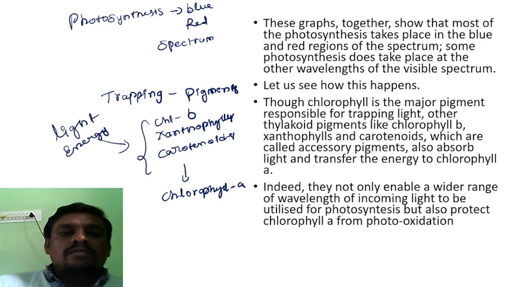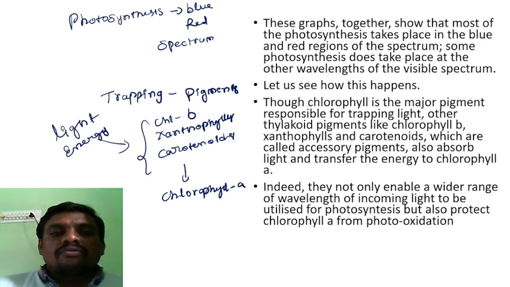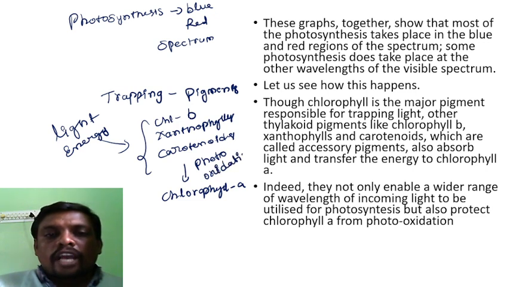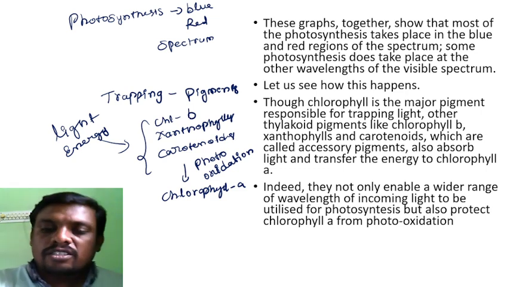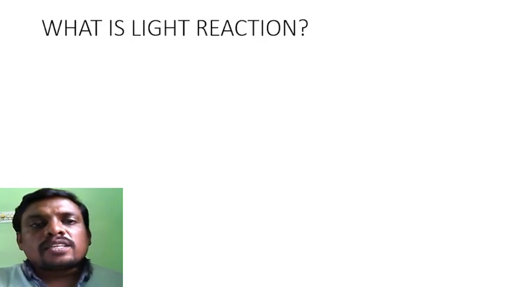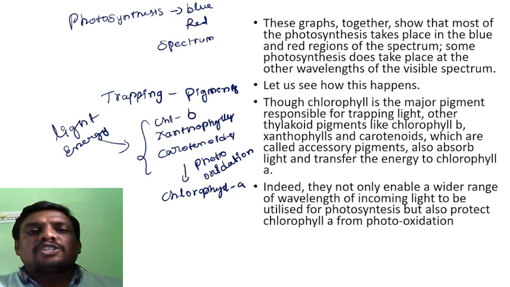These three pigments protect chlorophyll A from photooxidation. What do you mean by oxidation? As you know, photooxidation occurs in the presence of sunlight. Finally, what is the light reaction? That we will continue in the next part.